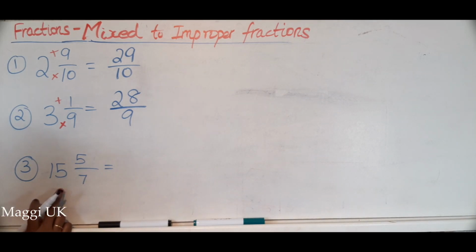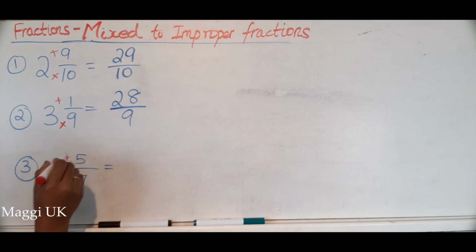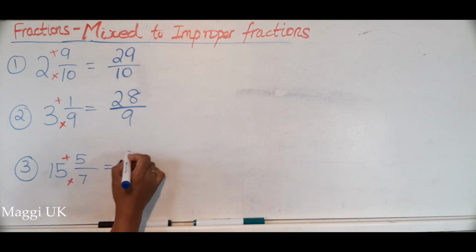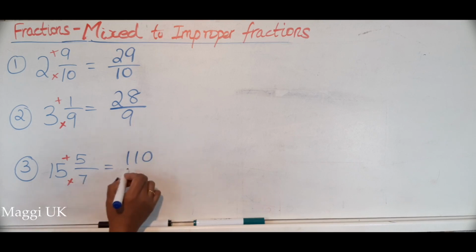Okay, this one is a little bit bigger number. I'm going to ask one of my students to do that. Okay. Okay, so is anyone? Times. Okay. 15 times 7. Yes, it's again times and add. 15 times 7 is 105. Is that right? Yes. And then you have to do 105 plus 5 is 110. And then you write that. Divide by 7. 7. Good.